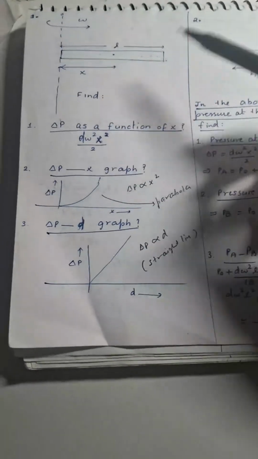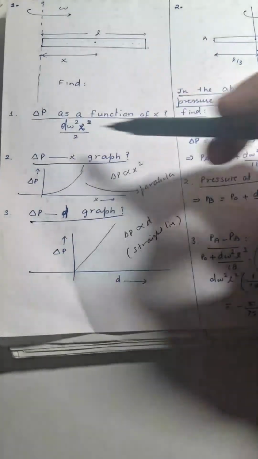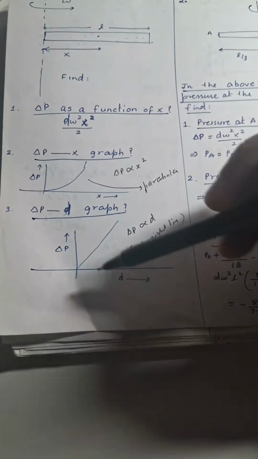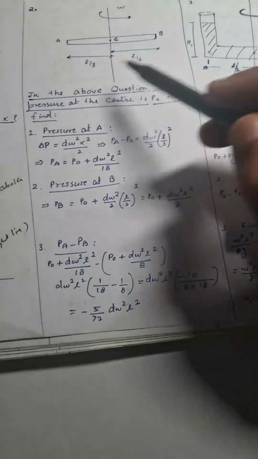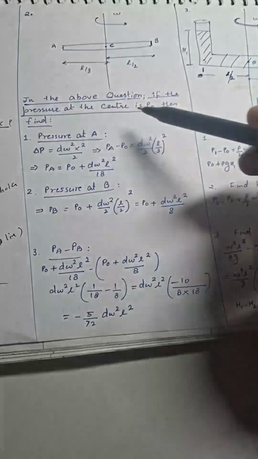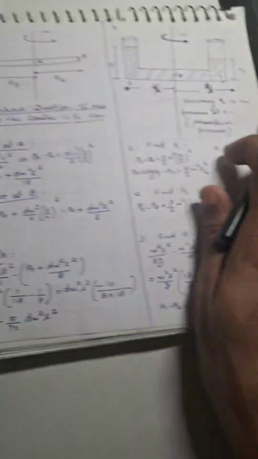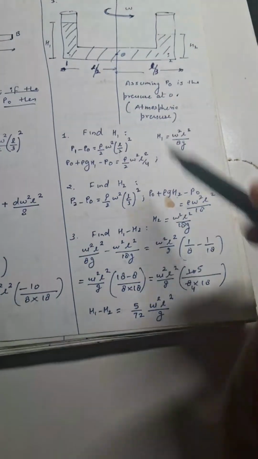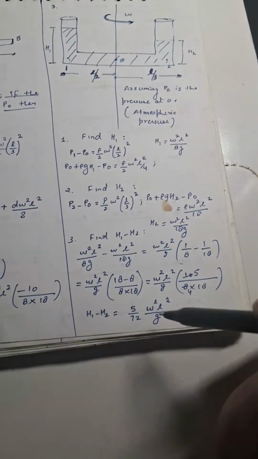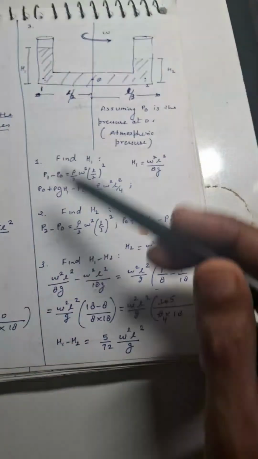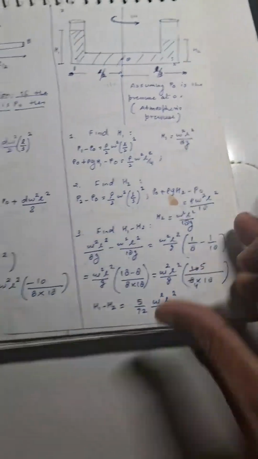Then we have another worksheet on pressure in a rotating tube as a function of x, with graphical variations with variation in d. Pressure based problem on a rotating tube, pressure at A, B and C, pressure difference. Then a U-tube based problem, finding height difference, expression of height difference as a function of g. This type of question has been asked in JEE Advanced Physics.